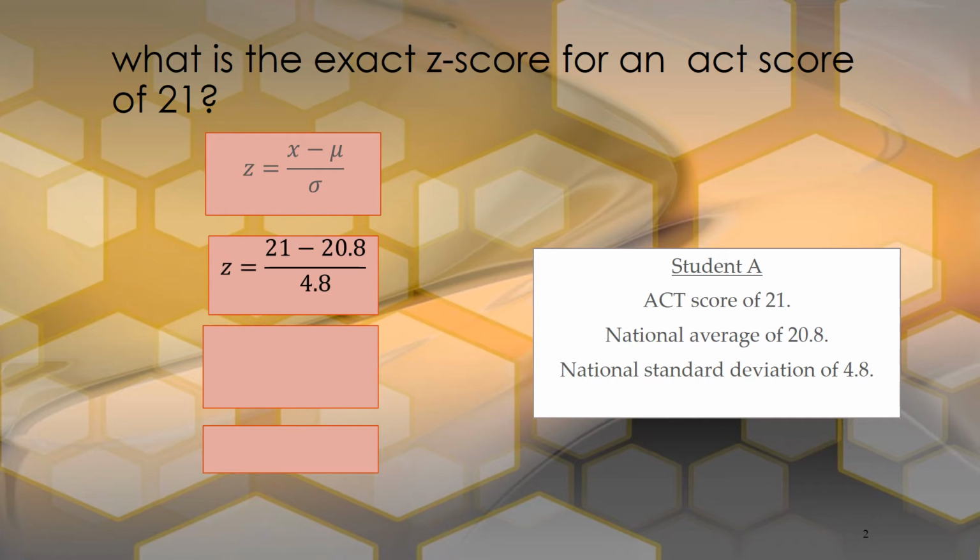Then by order of operations, we want to do the top first. We're going to do 21 minus 20.8, and that's 0.2. Then we're going to divide by the 4.8, and we get 0.04. So a person who has an ACT score of 21 has a Z-score of 0.04.